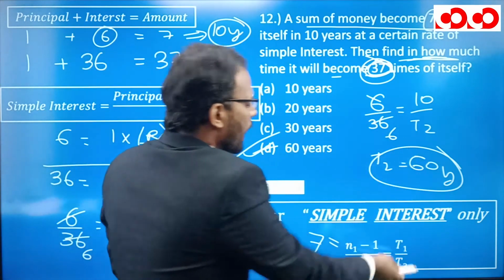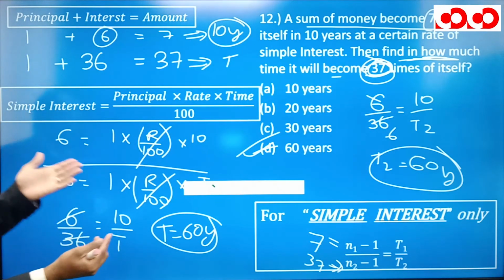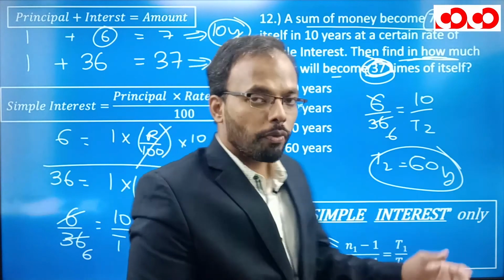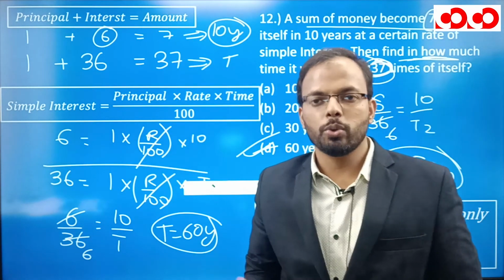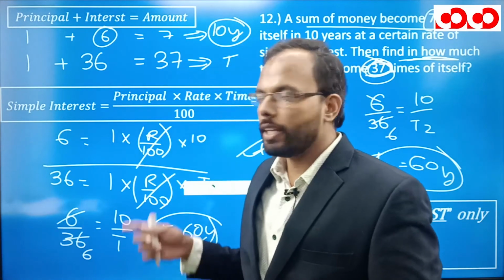So the formula has been derived from this method only, and this method is also important. This formula is even easier. Whichever is comfortable to you, you can use it. Let's move on to the next question.